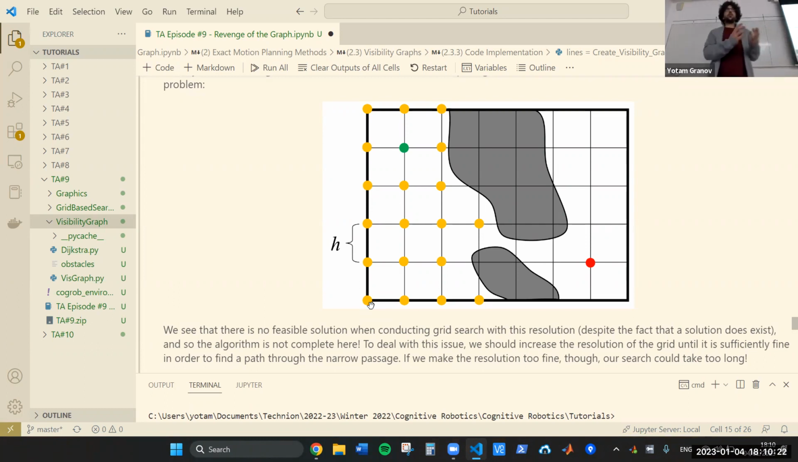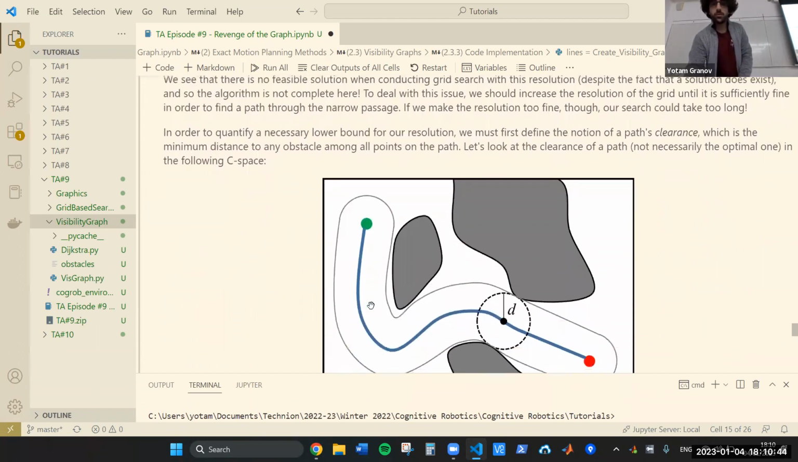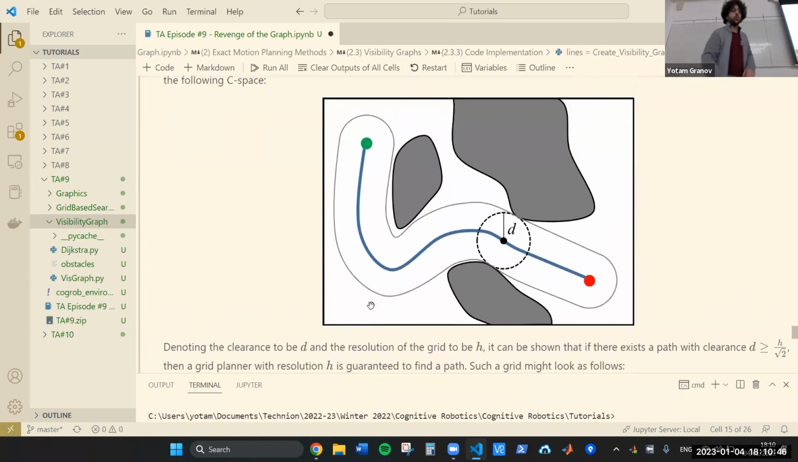Of course, you might think that we can just make the grid as small as possible. But the smaller the resolution we have for our grid, the more vertices in our grid, and the more vertices in the graph, the computational complexity increases dramatically, and it makes it infeasible to have too small of a resolution. So there is a lower bound on what we need to make our resolution in order to guarantee a solution.